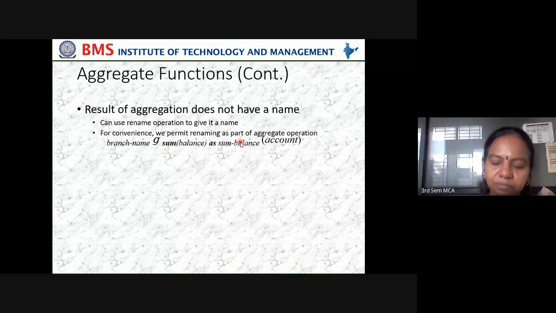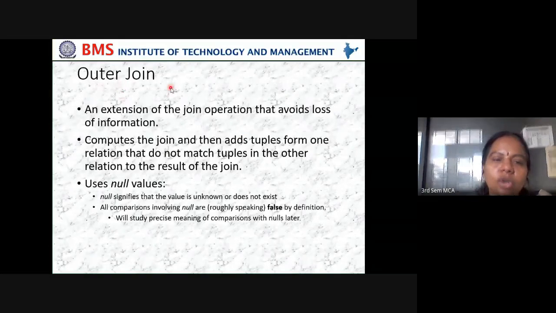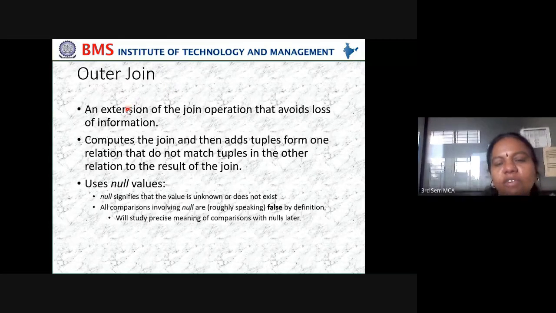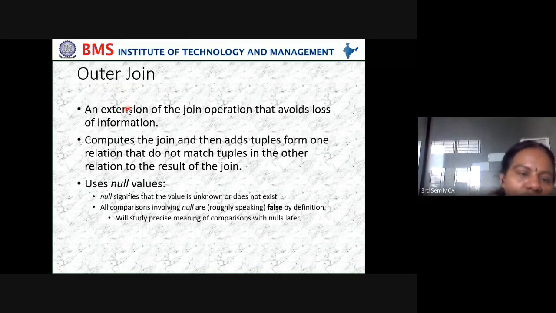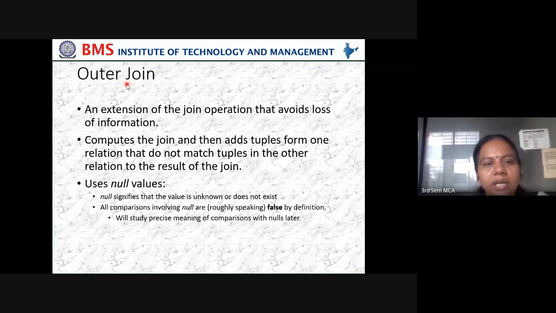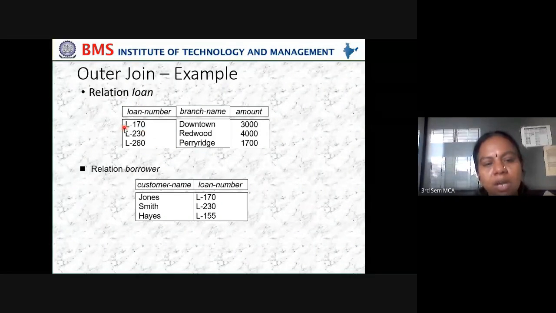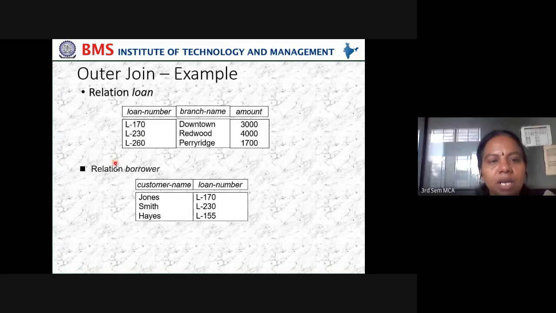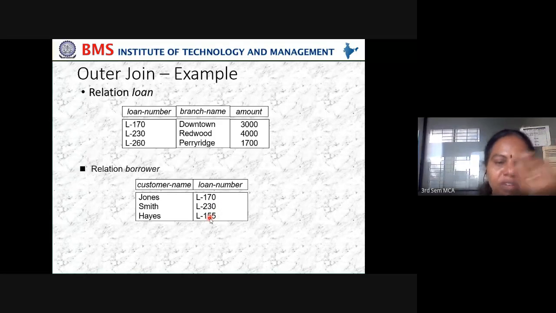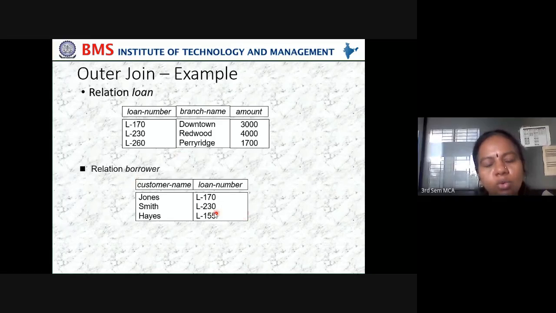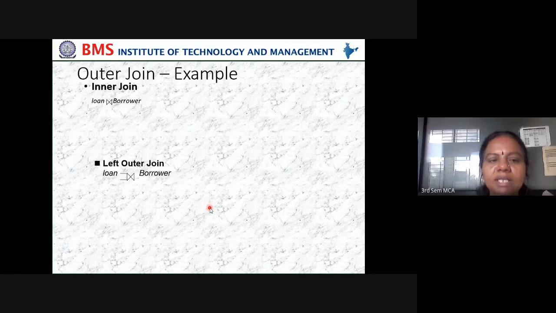Then we have seen about outer join. What is this outer join? An extension of the join operation that avoids loss of information, that we are calling an outer join. You can see here these are the two relations, relation loan and relation borrower. In the relation loan, we have three columns and the loan numbers are 170, 230 and 260. Relation borrower has Jones, Smith, Hayes, with 170, 230 and 155. So we have to join loan and borrower. We have so many join operators. First one, let us say inner join.